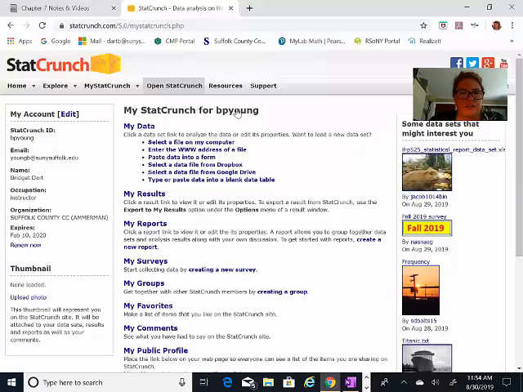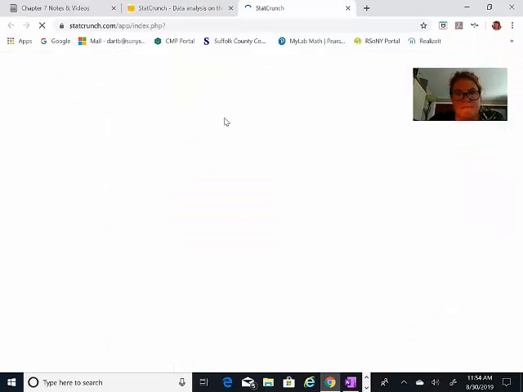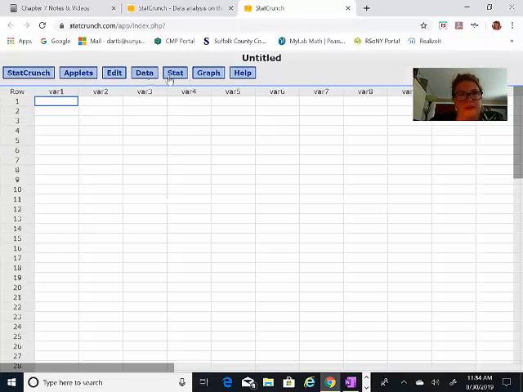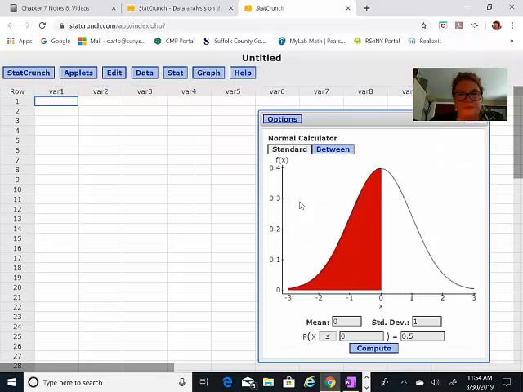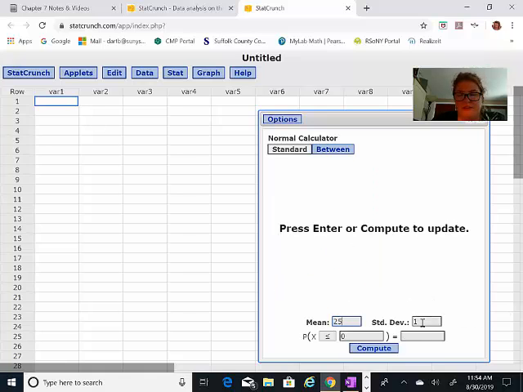So I'm just going to go to StatCrunch. If you're not already in StatCrunch or you're not opening it from an exercise, then just go to statcrunch.com, use your MyStatLab credentials to get in, and then open StatCrunch. Hopefully you've done this before. And we're going to go to Stat, Calculators, Normal. We've got two options, standard or between. The default here is standard. Our mean is 25. The standard deviation is 6.1, so I'm going to go ahead and put those in.